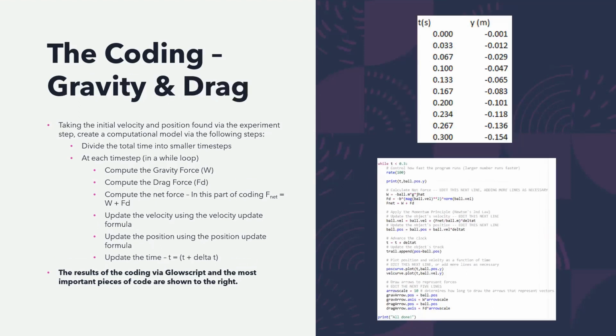Now for the next part, the coding with gravity and drag included. You do the same thing in the beginning, but the difference is that after you compute the gravity force, which is the weight, you also compute the drag force. That's shown in the code to the right. After that, you compute the net force, which now that you have the drag force as well, is F net equals the weight plus the drag force. The results of this part of the coding are shown to the right as well.